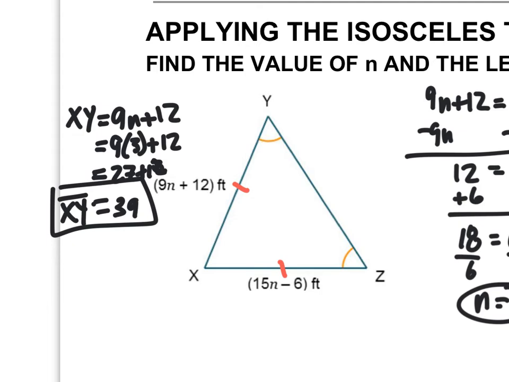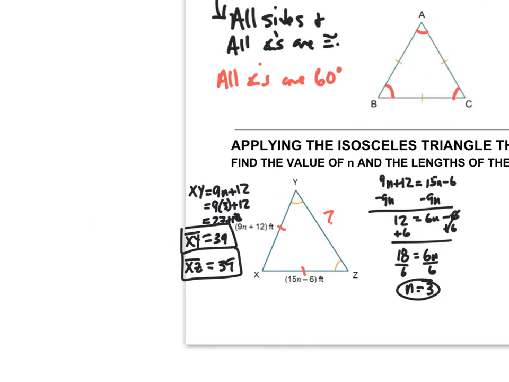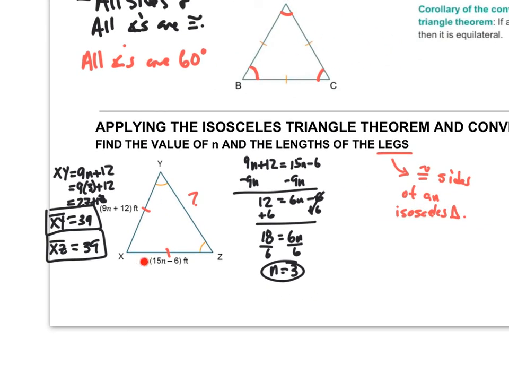Okay, and then if I know that's the case, then I can just assume that XZ, because they're congruent, is also 39. Now I can't find what this measure is. I can't find what ZY is unless we knew the perimeter, which is the whole distance around, but that's all I know. So I can't really do anything from that.